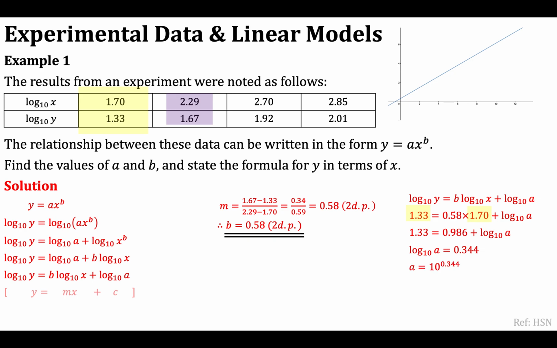A is equal to 10 to the power 0.344, basically writing my logarithm in exponential form. Putting that into my calculator gets me that a is equal to 2.21 to 2 decimal places. So I've answered the first part of my question. It told me to find the values of a and b, and then it asked me to state the formula for y in terms of x. Well, I know that y is equal to a times x to the power b, so y must be equal to 2.21 times x to the power 0.58.